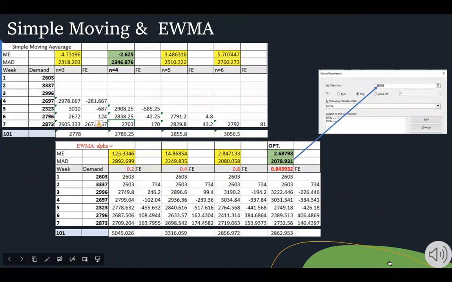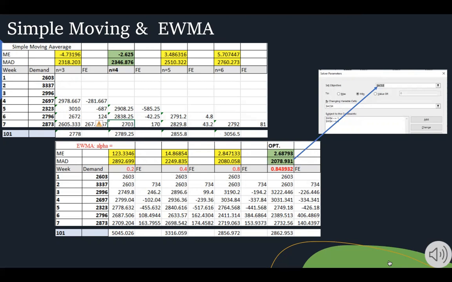For simple moving average, I pretty much just chose several different n values, and since the lower the n value is, the higher the fluctuations are in the graph, I decided to use lower numbers, so 3, 4, 5, and 6, and you would just have to start for n equals 3 on the 4th week. N equals 4, you would start on the 5th week, and so forth. And so by doing that, I ended up finding that n equals 4 was the most optimal value, with a ME of negative 2.6 and MAD of 2300.